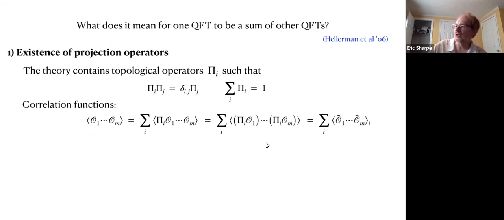Then given a complete set of these topological projection operators, it's easy to argue, formally at least, that correlation functions are really a sum of correlation functions in the constituent universes. Here I've started with a correlation function in the original amalgamated theory. I insert the identity, so I just insert a sum over projection operators. I then use the fact that these operators are topological and that they square to themselves to take that one projector and turn it into multiple projectors hitting every one of these observables. And then this result is the same thing as the sum over the constituent quantum field theories of a correlation function computed in each of the constituent field theories, where each of these O twiddles is the projection of one of these O's into the ith constituent quantum field theory.